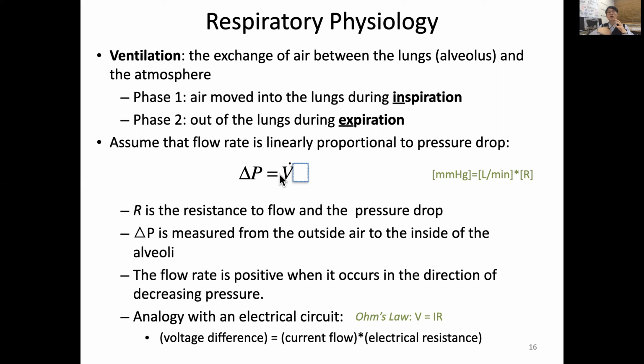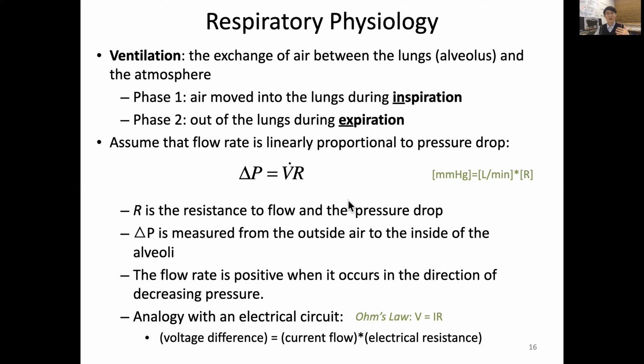So the volume flow rate, and there's a proportionality constant, which we call resistance, meaning that for the same volume flow rate, the higher this proportionality constant, the higher the pressure difference we need. So this is R, and this R is the resistance to flow and the pressure drop.